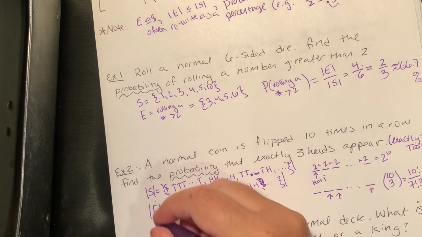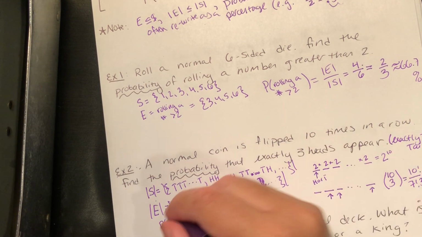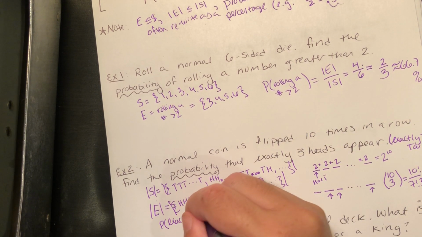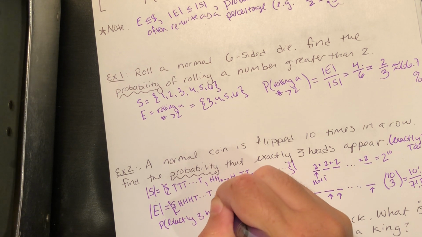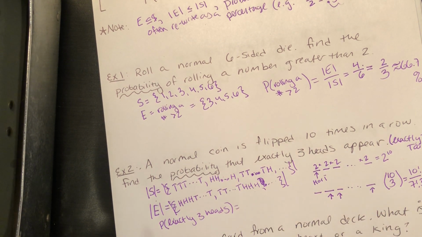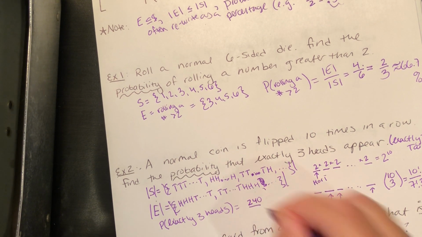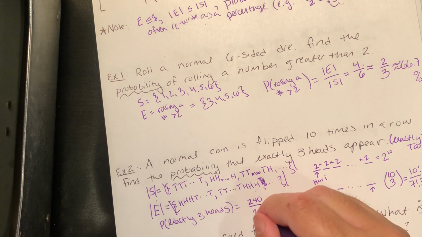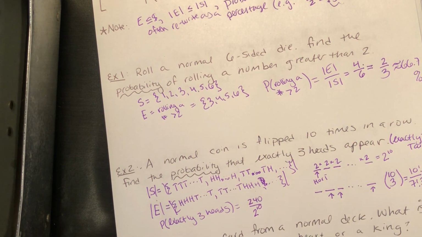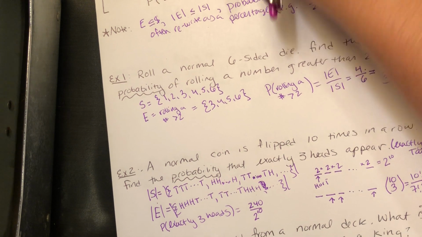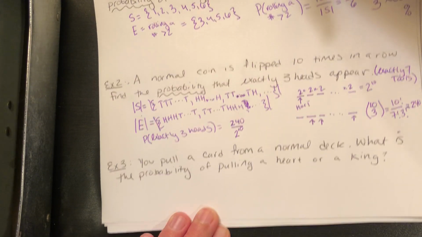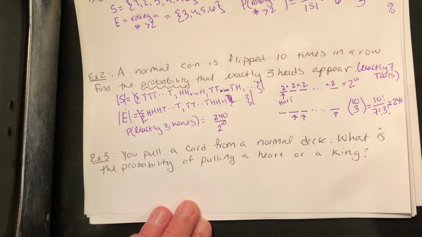And so finally, we can find the probability that we get exactly 3 heads by dividing the cardinality of E over the cardinality of S. That is the favorable outcomes, 240, divided by the total number of outcomes. That's 2 to the 10. All right, maybe you can reduce that, maybe not. I don't particularly care. You don't really need to reduce it unless they ask you to.